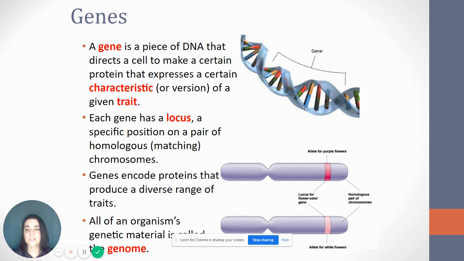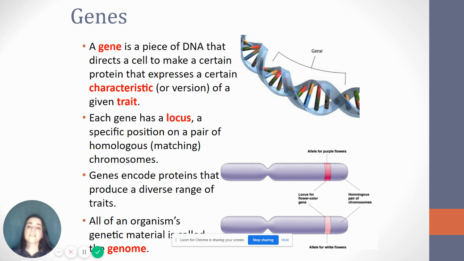A gene is a piece of DNA that directs the cell to make a certain protein. So one section of our DNA is a gene, and that gene equals a specific protein. That process is called protein synthesis, and we have not gone into that yet, so don't worry about that right now, but you do need to know that one gene equals one specific protein. Basically, our genes are recipes, like a recipe book. You can think of our genetic code as a recipe book for proteins, which is crazy. But those proteins are what determine what characteristic or version of a trait that we have.